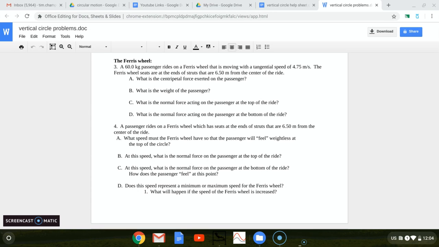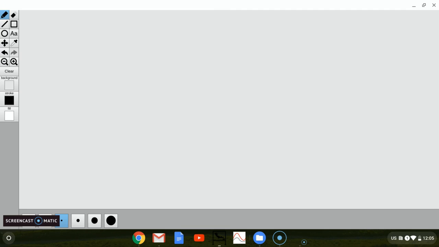A 60-kilogram passenger rides on a Ferris wheel, moving with a tangential speed of 4.75 meters per second. Our seats are 6.5 meters from the center of the ride. So there's your radius right there. Your tangential speed is the 4.75, and you've got the mass. So the first thing is, what's the centripetal force and the weight of the passenger? This is exactly like the last problem, so we can do this pretty quickly.